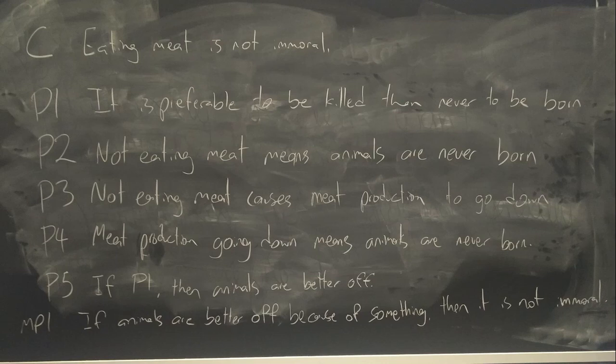We're getting close to having the argument represented, right? So meat production going down means animals are never born. Not eating meat causes meat production to go down. Therefore, not eating meat means animals are never born. It is preferable to be killed than to never be born. Do we need something else?